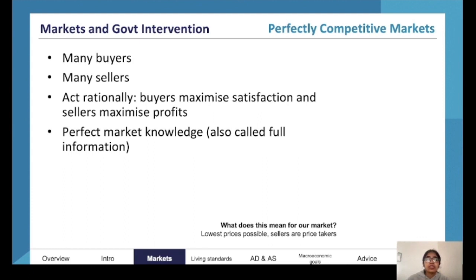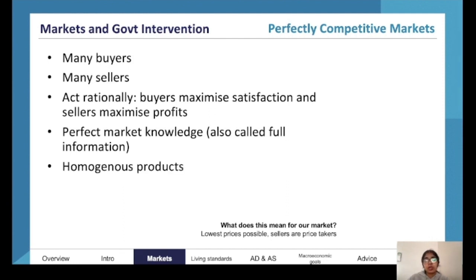And then finally, we assume that they have perfect market knowledge. So this is called full information. So this literally means that when a buyer and seller enter the market, they both have the same information and they're fully knowledgeable about the good that's being sold. So for example, in real life, if someone is selling you a second-hand car, you're not perfectly knowledgeable. They can lie to you about it being in good condition. They can lie to you about it never having an accident. But in a perfectly competitive market, both parties know exactly everything there is to know about the product.